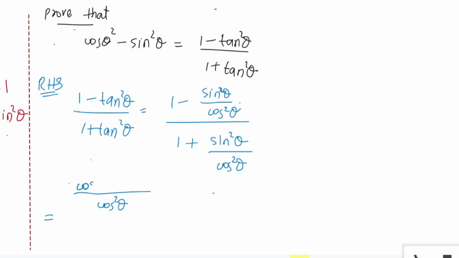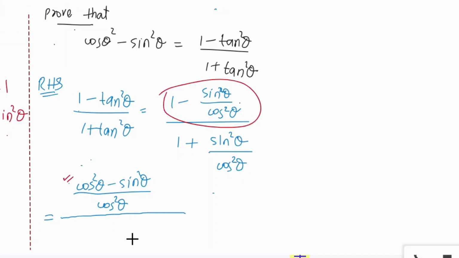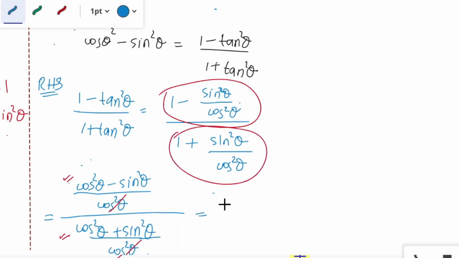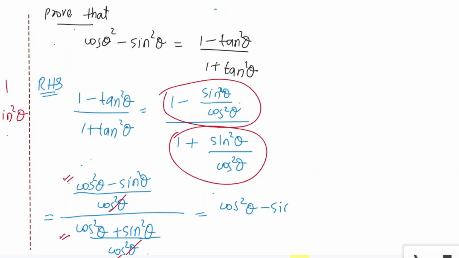For the numerator, cos square will be the LCM, and you will have cos square minus sin square. We do the same thing on the denominator, so with cos square, it will be cos square plus sin square. The denominators of both will be cancelled out. On the numerator, you will have cos square theta minus sin square theta, and in the denominator you use the trigonometric identity, which equals 1, which is actually the right hand side.